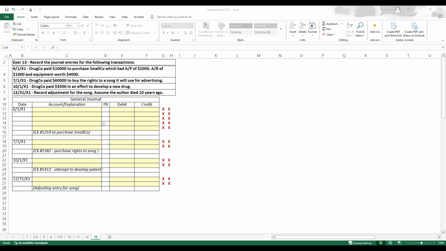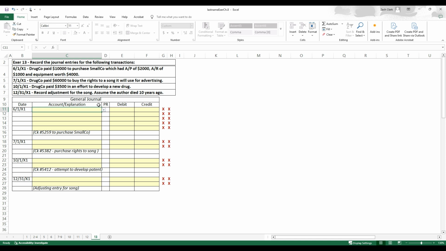So we need to look at the problem and see if it tells us the useful life or the legal life. Things like a patent can have a legal life, but a useful life could be different, right? So anyway, let's look at the problems and see if we can get through these.